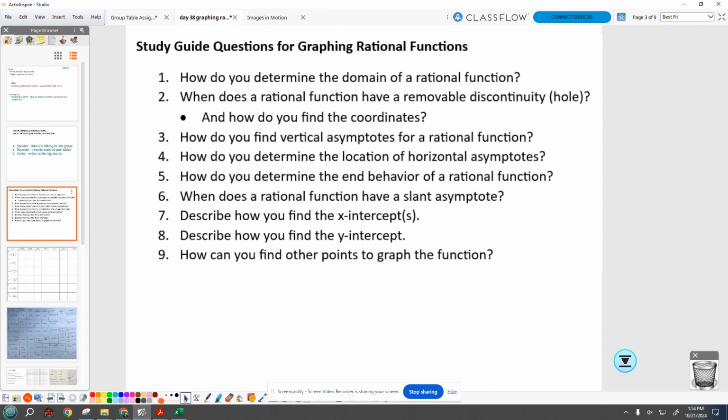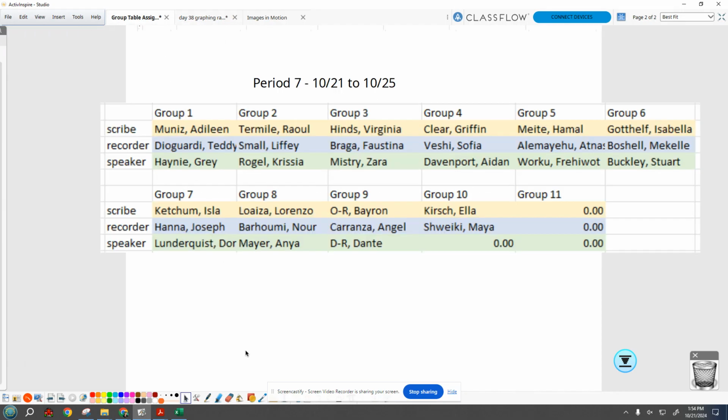So to find the coordinates, we said. Sorry, what did you say for the first part? Because you worded it well. A hole exists when there's a common factor shared between the numerator and the denominator.